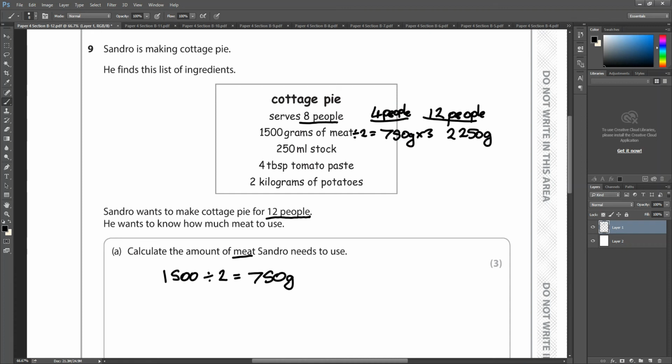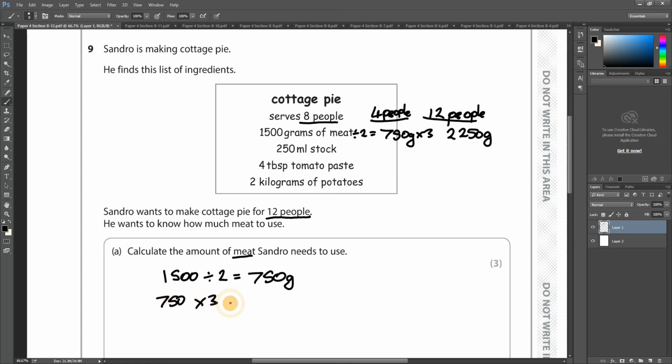So I needed that step in between. I couldn't go straight from 8 to 12 in one step, unfortunately. I needed that step in between of 4 people. Or you could have worked out what one person was. Go that way as well. Makes no difference how you get your answer. You still need that step in between though, because going from 8 to 12, it's just not possible to do it in one go. Well, it is possible. I wouldn't recommend it though. So definitely, this is a good way of doing it.